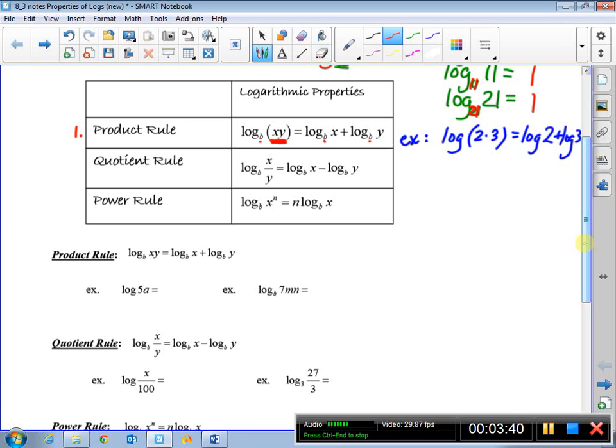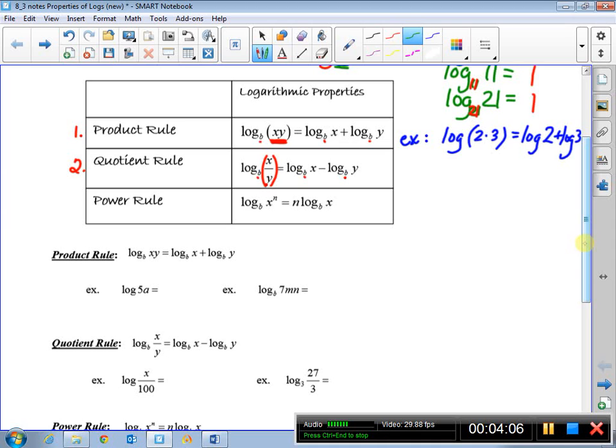The second property is referred to as the quotient rule. Quotient means dividing. If I'm dividing x by y, the log of x divided by y is the log of x minus the log of y. And again, just like before, the bases are the same throughout. Notice I didn't even put bases in this example.